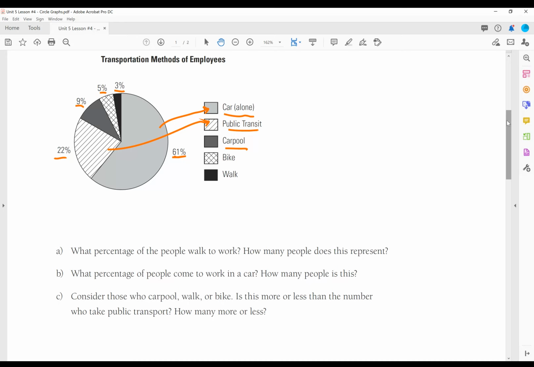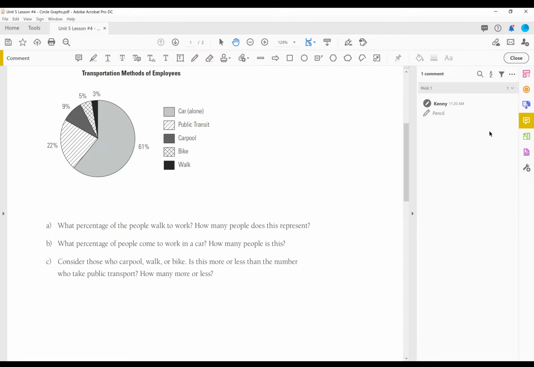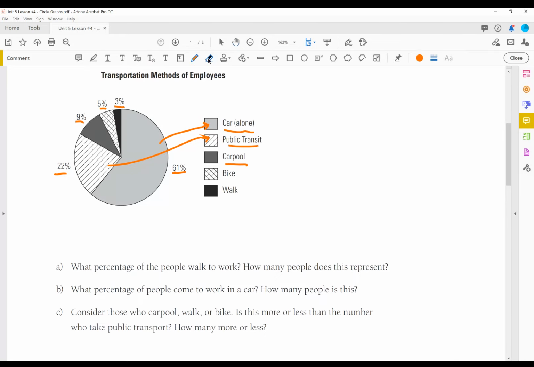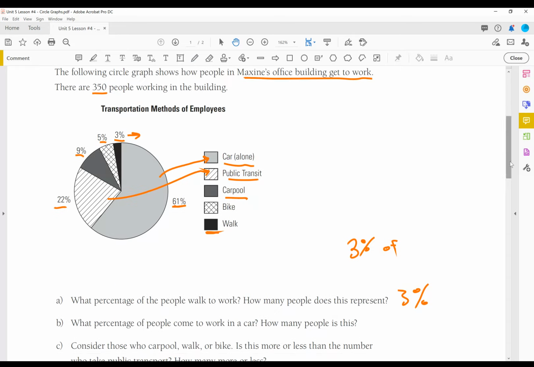A says, what percentage of the people walk to work, and how many people does this represent? So the percentage of people that walk to work is the smallest percent here. It's the black one, so it's 3%. 3% of people walk to work. The second part of the question, how many people does this represent? Well, what we have to do is find 3% of the total number of people that work there. There are 350 people that work there.